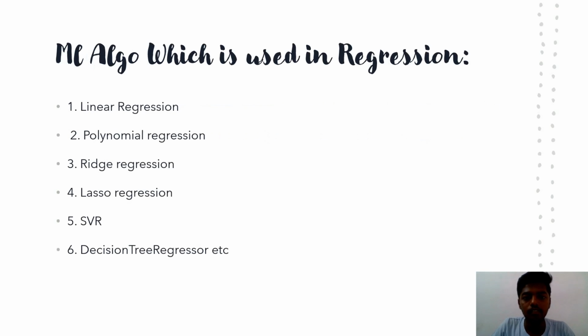Which algorithms are used for regression? They are linear regression, polynomial regression, ridge regression, Lasso regression, SVR, decision tree regression, random forest regression, and XGBoost regression. There are so many algorithms, and these are just a few examples.